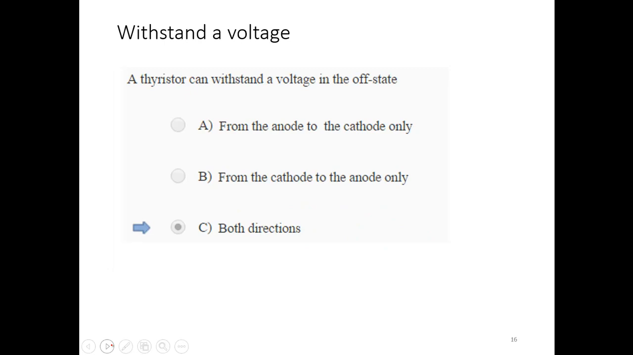A thyristor can withstand a voltage in the off state, in both directions. It can withstand a forward voltage and a negative voltage, anode to cathode, positive to negative or negative to positive. You can apply a sine wave across the device and it will withstand a positive and negative voltage. But a bipolar transistor can do only positive, and the MOSFET also only positive, whereas this device can withstand voltage in both directions.